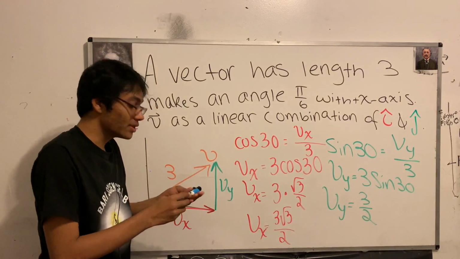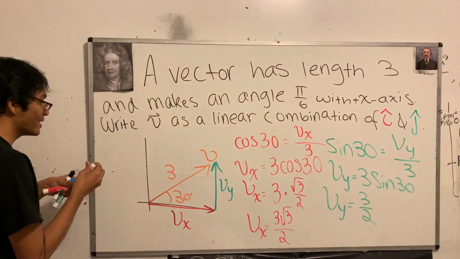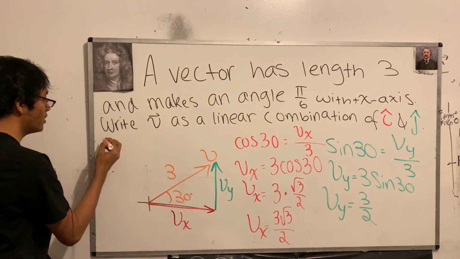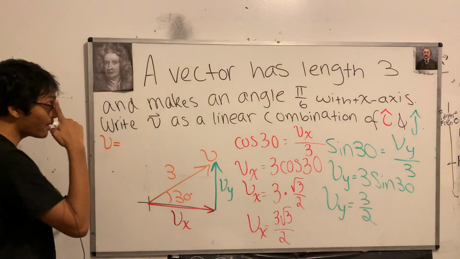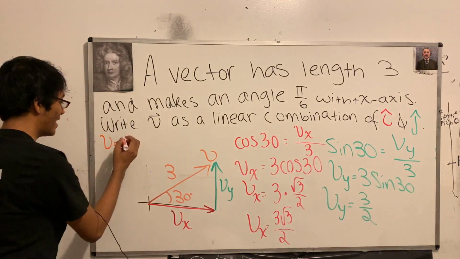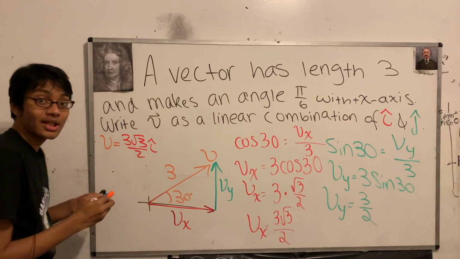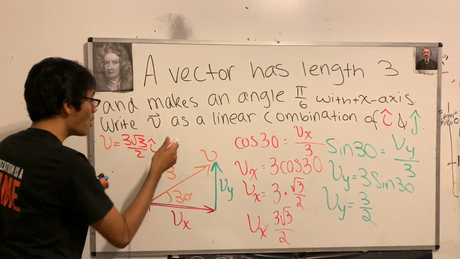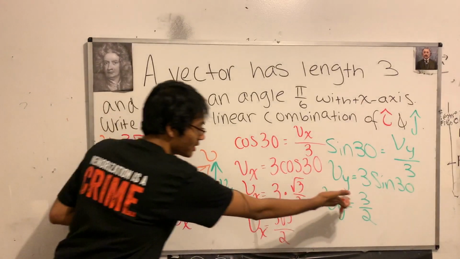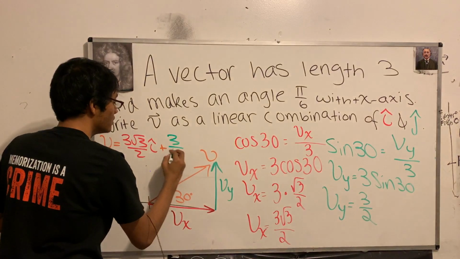Well, it's actually not too bad. I can say that my vector v, which I'll write over here, is going to be what? It's going to be 3 root 3 over 2 of my i hat vector, so 3 root 3 over 2 of i hat, plus how much of j hat? Well, you can clearly see 3 halves of j hat. So 3 over 2 of j hat.